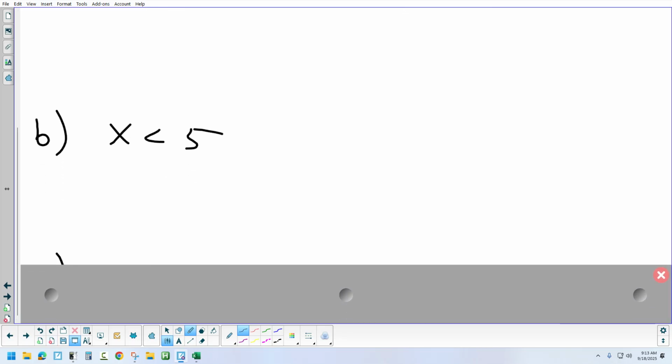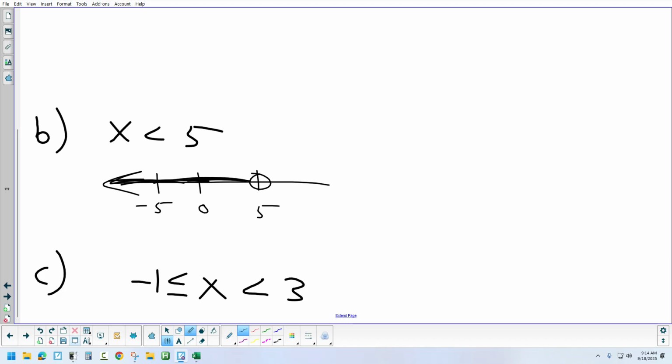How would we do that one? Yeah, Lance? Would you put an open circle on 5 and go to the left? Yep, open circle on 5 and then shade to the left. Perfect.